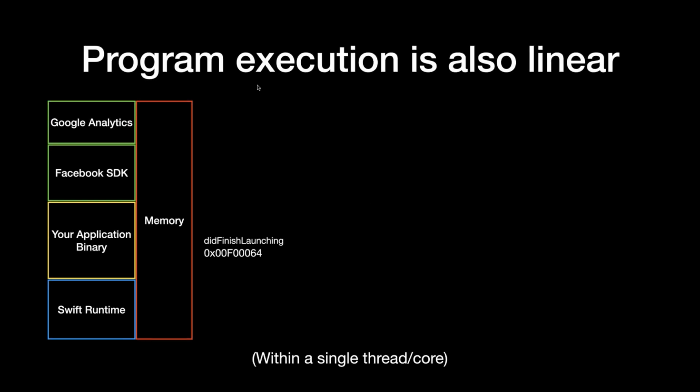So we've talked about how programs load into memory. Now let's talk about how programs run. What I've got here is memory. Remember, this is linear from 0 to all F's down here. And we loaded each of these modules into memory at a specific base address. Now, the first function that's going to be called in our program is didFinishLaunching. Let's pretend that didFinishLaunching is at offset 64 in our application binary. That means the absolute address that the execution pointer is at is F00064.